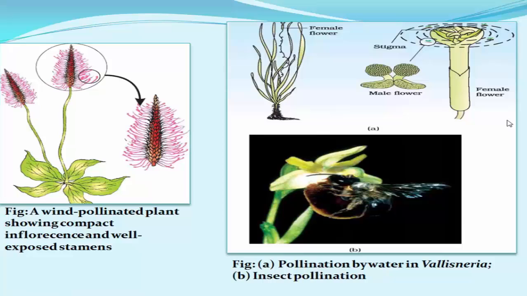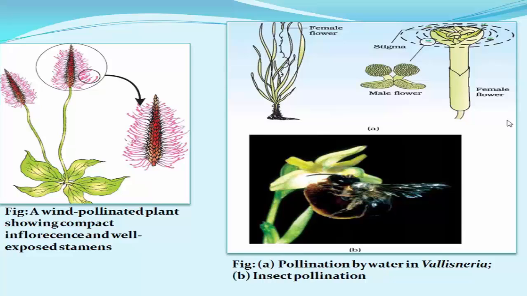In case of Zostera, the condition is opposite. The type of water pollination in Zostera is called hypohydrophily. That is, pollination takes place below the surface of water.